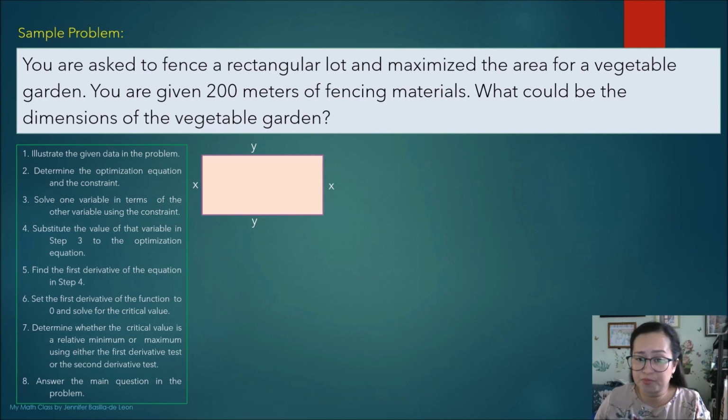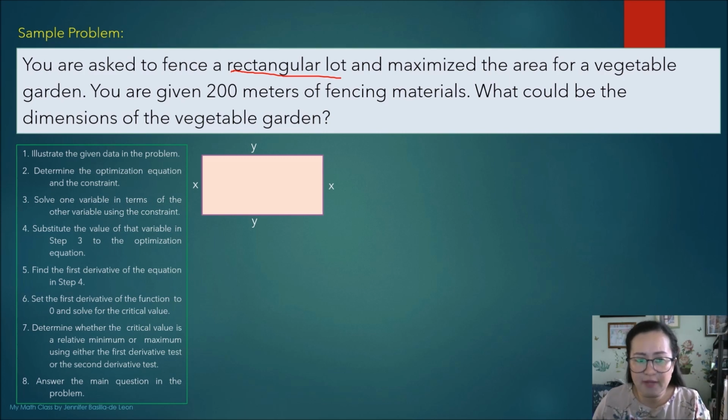You're given 200 meters of fencing materials. What could be the dimensions of the vegetable garden? The first step is to illustrate the given data. Since we are given a rectangular lot, we have to draw a rectangle and then identify its parts using variables. We have labeled the length and the width as x and y respectively.